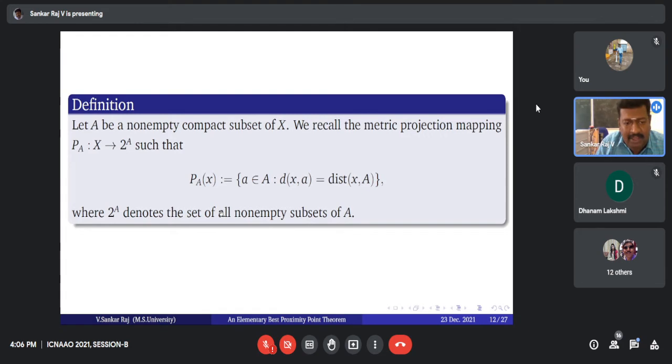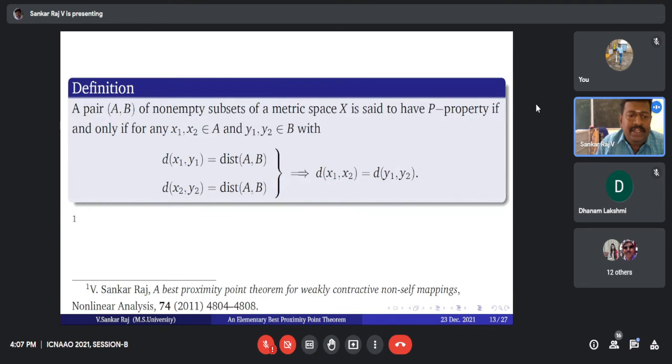Now we are going to make this multivalued map to be a single map. So we are introducing another concept called the P property. It is a more geometrical idea. You consider two sets A and B. Suppose you have two pairs of points, x1 and y1, x2 and y2. If these two distances are equal to the distance between A comma B, then these both distances are equal. That is the P property, and a lot of best proximity point theorems use this P property.